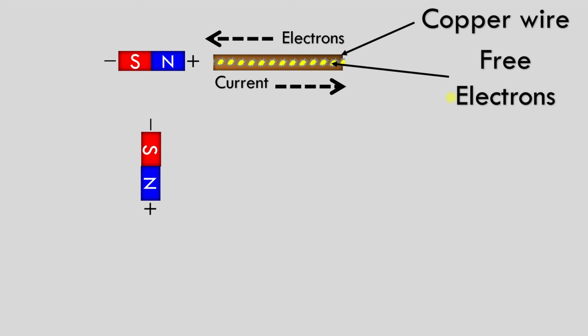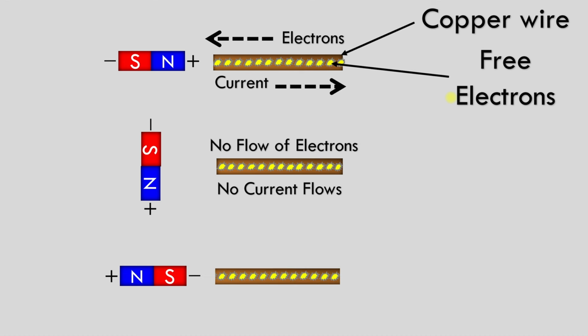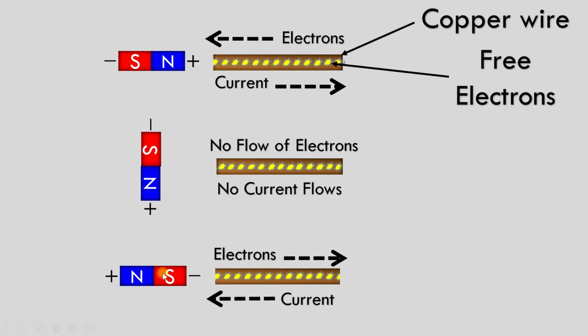If we rotate the magnet and the north and south pole are perpendicular to the wire, the north and south pole will cancel each other out and there will be no flow of electrons, hence no current. If we rotate the magnet more and we keep the south pole near the wire, all the electrons will flow away from the south pole and current will flow towards the south pole.